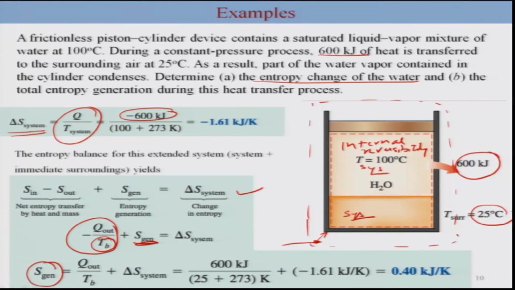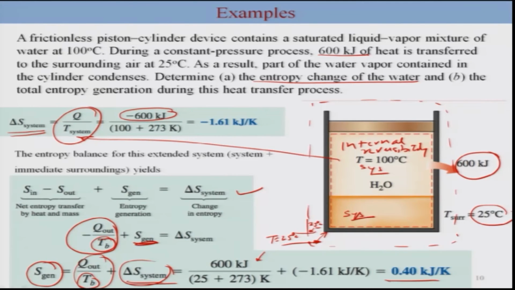So this is the same term which we have used earlier. The only difference is in terms of T, okay, T is at the boundary. So earlier when we calculated the system we considered T as for the system, but now when we consider the extended system we are considering the boundary temperature, which is 25 degrees Celsius. So we are assuming this temperature at the boundary is 25 degrees Celsius, okay. This expression is nothing but 600 kilojoules divided by 25 plus 273. So with this rearrangement you can calculate S generation, which will be this term plus your delta S of the system, which we have already calculated earlier, and thus your final expression is this.